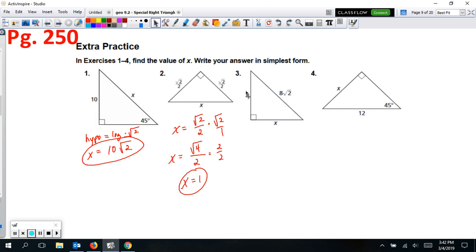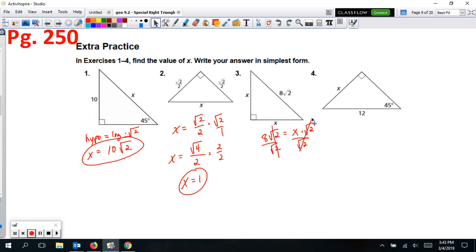Number 3, we're looking for a leg. So x is the leg here. We're told what the hypotenuse is. So the hypotenuse now is going to be that 8 square root of 2 here. X is going to be this inside here. So we'll start off with 8 square root of 2 equals x times the square root of 2. And now what we need to do is divide both sides by this square root of 2. So we're going to divide by the square root of 2.